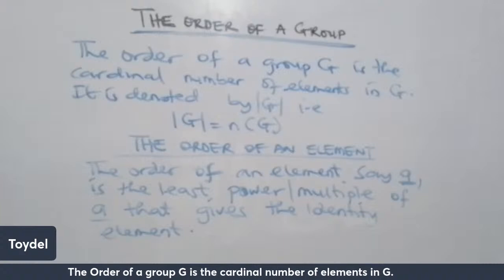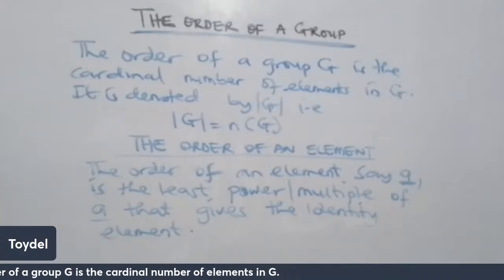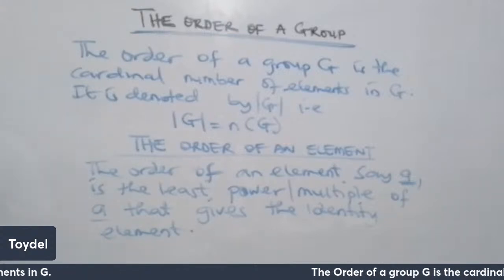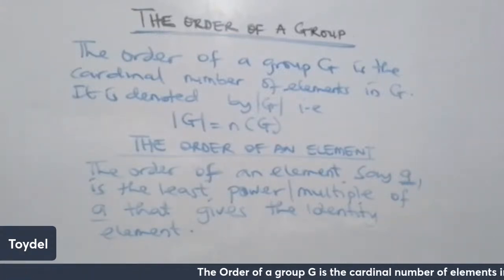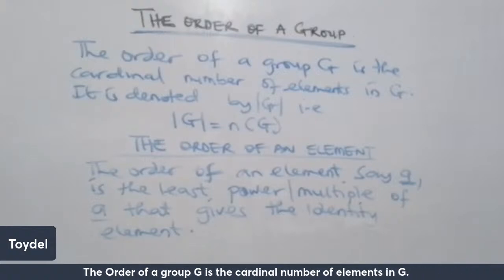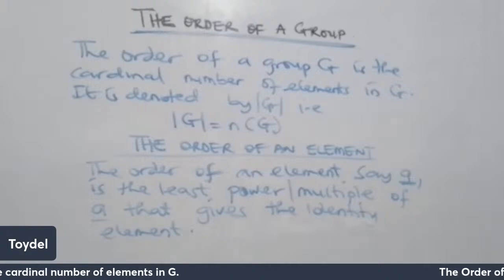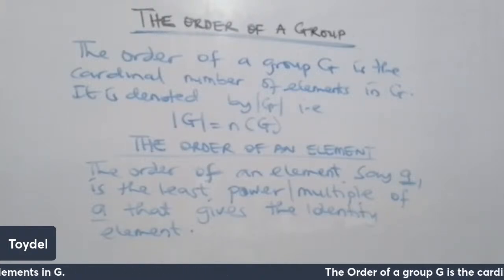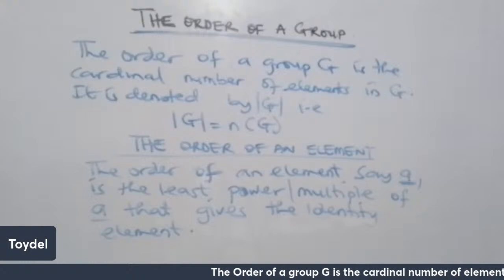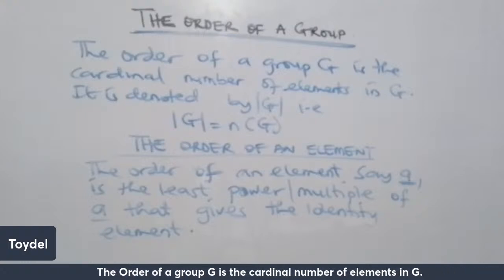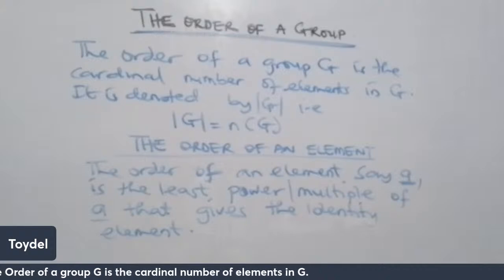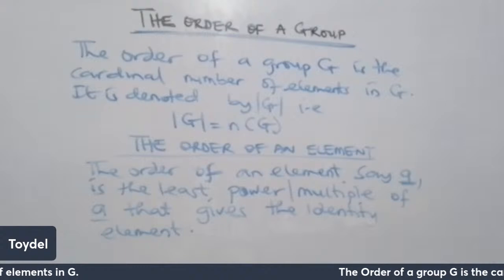Today we want to look at the order. We are starting from the order of a group. As we have it on the board, the order of a group is the cardinal number of elements in G. That group is G. It is denoted just like where we have the absolute value, with G inside. So that is the definition of the order of a group.